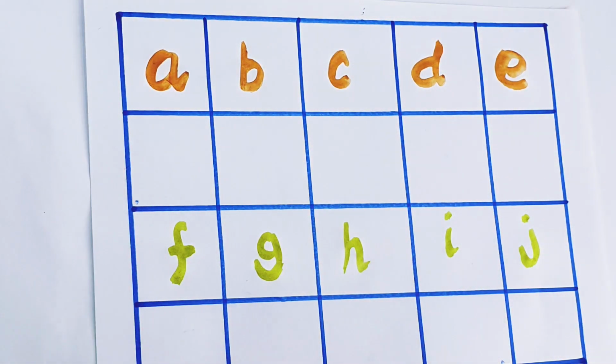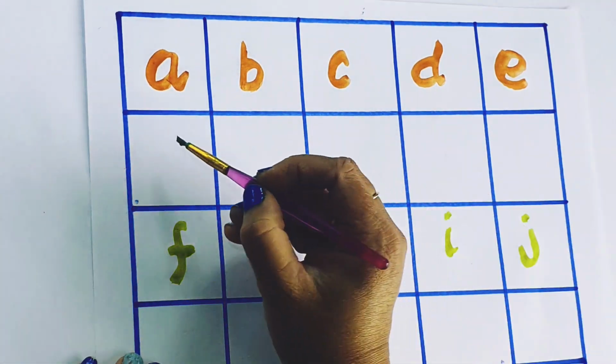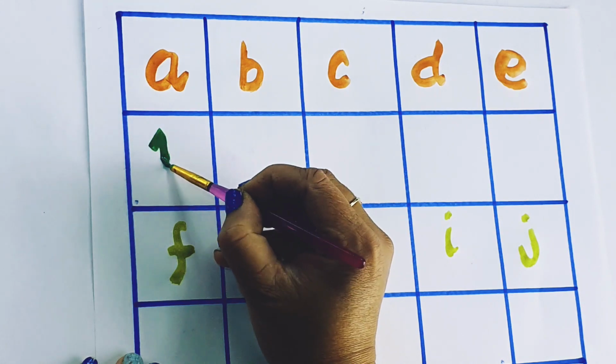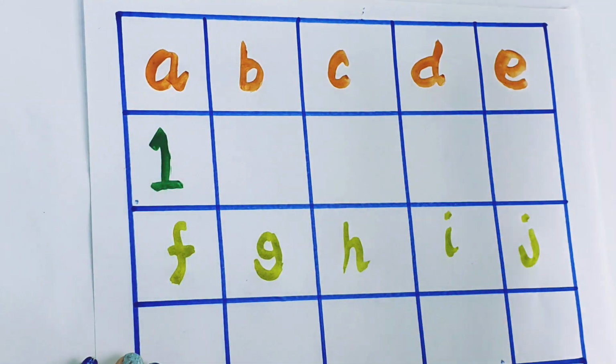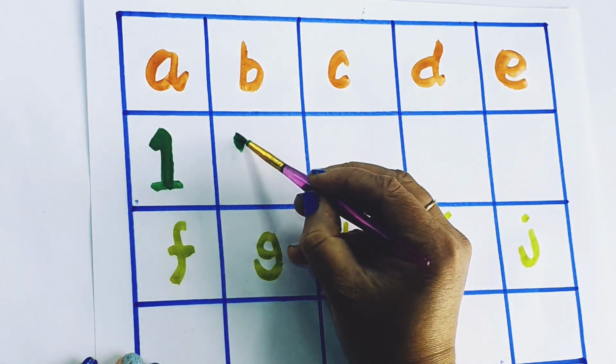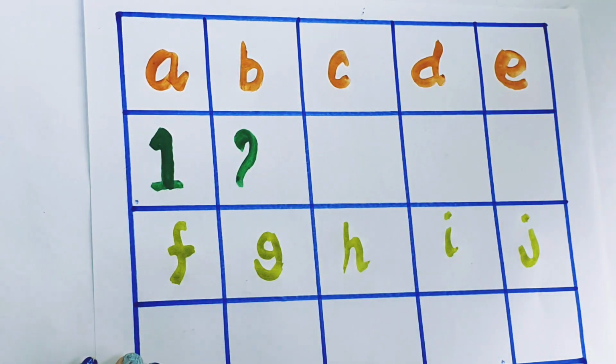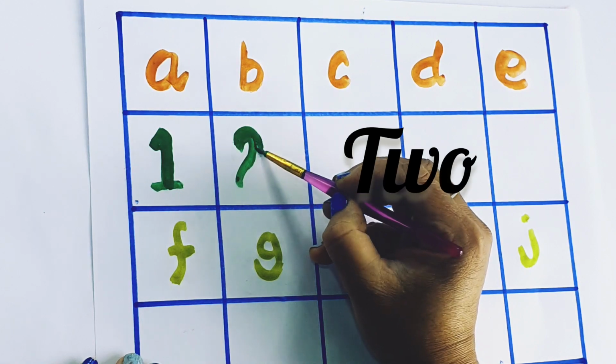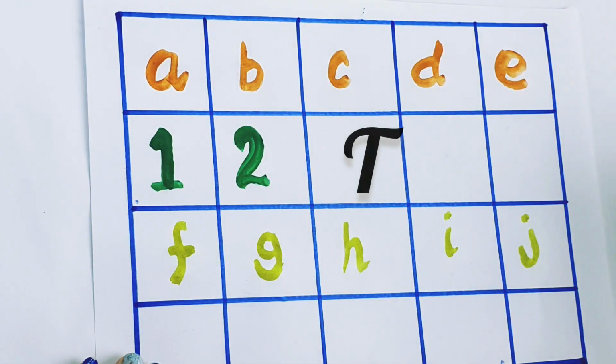So kids, now time to learn some numbers. We use green color. 1, O-N-E, 1. 2, T-W-O, 2.